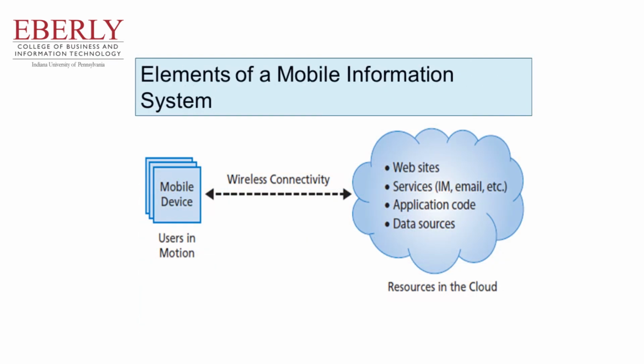Mobile systems are information systems that support users in motion. Mobile system users access the system from any place using any mobile device, such as a smartphone, tablet, or PC. As shown in Figure 4.16, the major elements in a mobile system are users in motion, mobile devices, wireless connectivity, and cloud-based resources. The major reason for the importance of mobile systems is the size of the market.